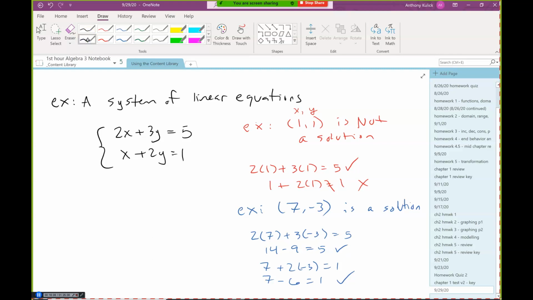Do we feel okay about what we mean by a solution to a system? We haven't talked at all about how we find these solutions. So if that's what you're wondering about, that's what's coming next: how we actually do this solving process. But right now we just wanted to talk about what it means to be a solution. Okay?